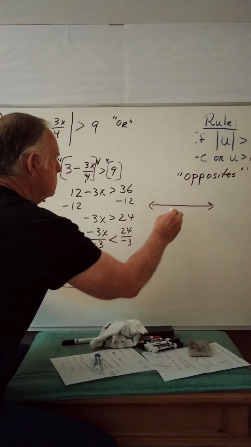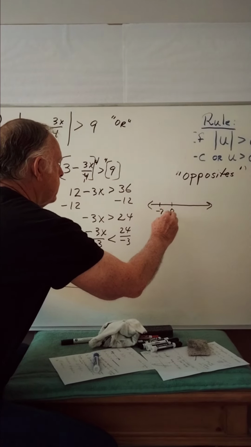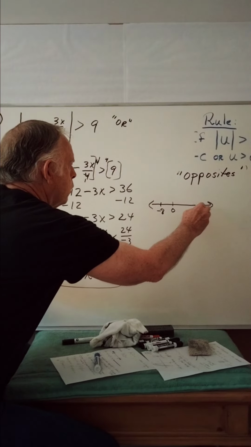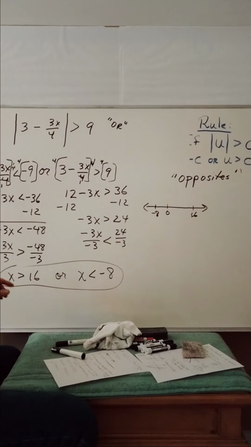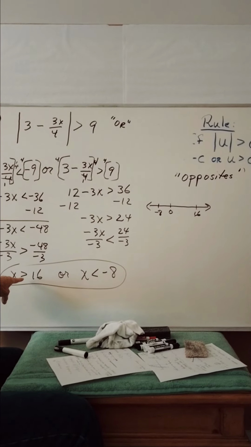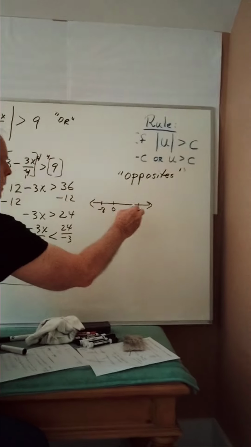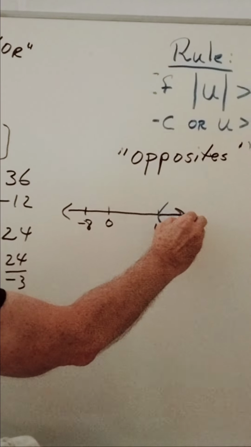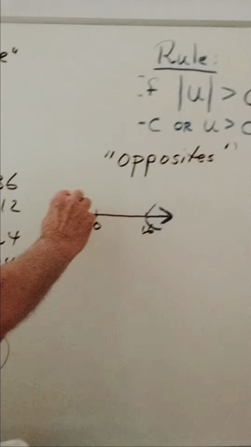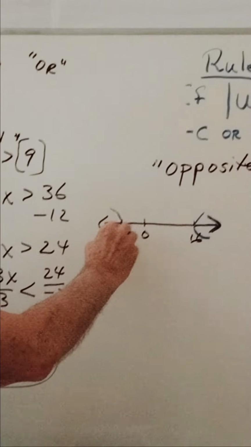Stick a 0. Maybe put right about there your negative 8. And down over here, 16. On the one hand, x has to be greater than 16. A parenthesis, going greater than 16. Shade to the right. Or x is less than negative 8. A parenthesis that's going to project less than negative 8 to the left. And shade.